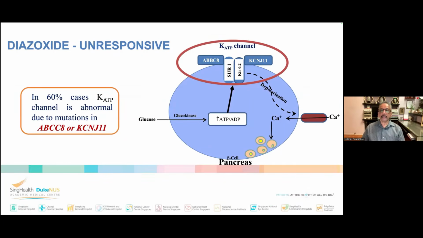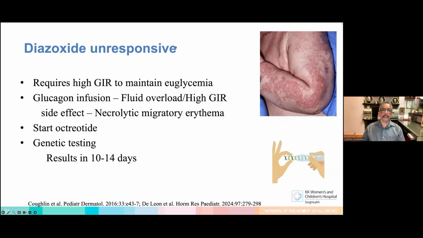Now comes the diazoxide unresponsive group. 60 to 70% of these babies have a problem in the ABCC8 and KCNJ11 genes. Once this gene is mutated, the channel remains persistently closed, leading to persistent depolarization, influx of calcium, and continuous release of insulin. So when you check, the blood glucose is low, but you will find insulin irrespective of the fact that the glucose is low, and ketones are low. Diazoxide unresponsive requires a high GIR to maintain euglycemia during this period.